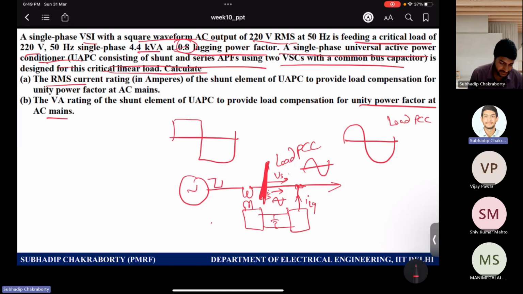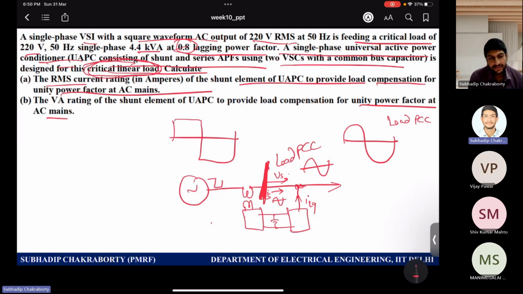So in this situation, the RMS current rating of the UPSC to provide load compensation. Okay, load compensation means reactive power compensation. Whenever someone tells you load compensation for unity power factor, two things will come, either harmonic compensation or reactive compensation. But here harmonics of load currents are not there because it is a linear load. I hope you get the point. It is mentioned, right? It is a critical linear load.